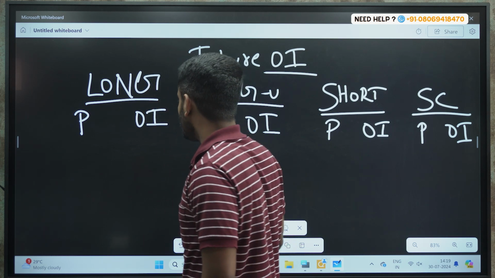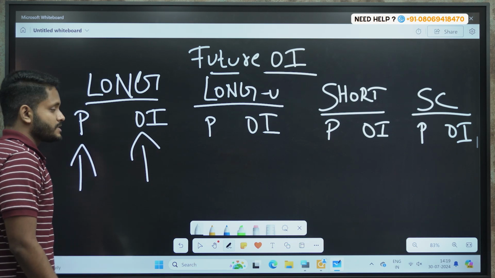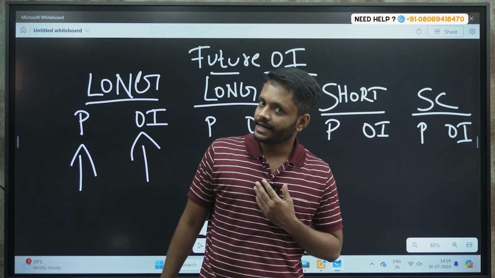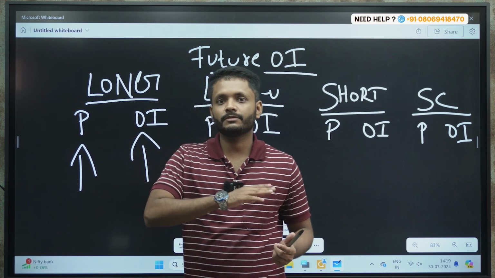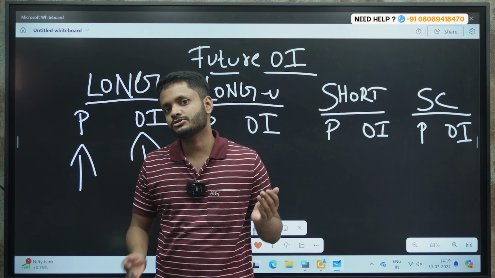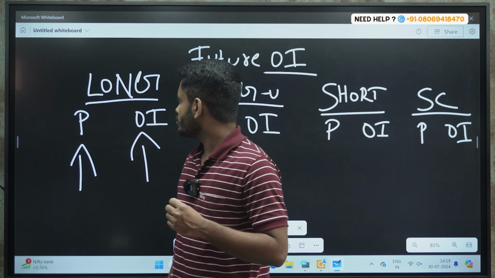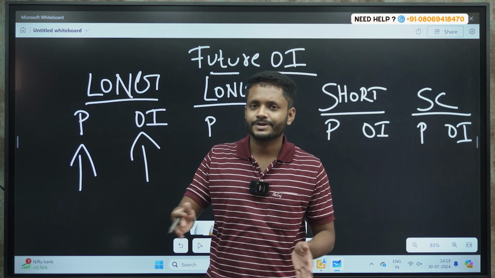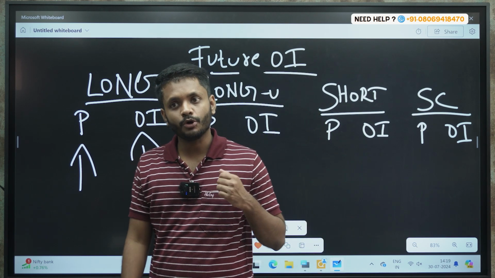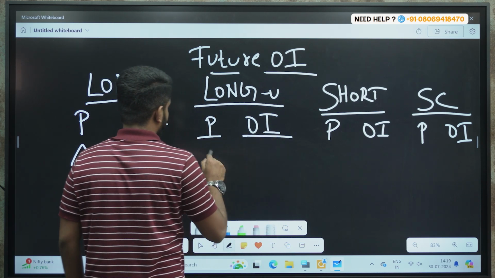Whenever a particular stock is following long build-up, usually this is how it looks: price goes up and along with it the open interest moves up. If the price is continuously moving up and more people are participating in it, there is a possibility that the stock has strong momentum and a possibility of a breakout. So when we say a stock is following long build-up, that means price is moving up and along with it the open interest is moving up. Correct? Now let's talk about long unwinding.